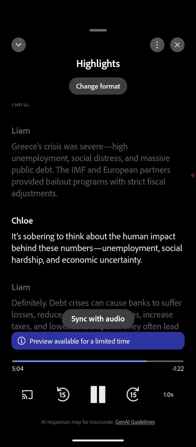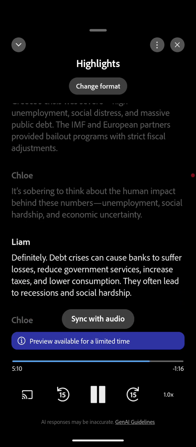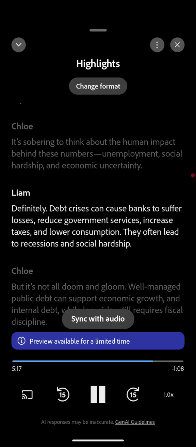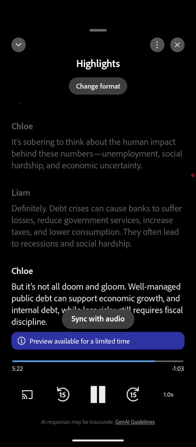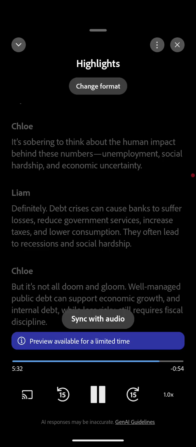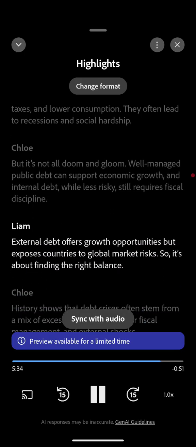It's sobering to think about the human impact behind these numbers: unemployment, social hardship, and economic uncertainty. Definitely. Debt crises can cause banks to suffer losses, reduce government services, increase taxes, and lower consumption. They often lead to recessions and social hardship. But it's not all doom and gloom. Well-managed public debt can support economic growth, and internal debt, while less risky, still requires fiscal discipline. External debt offers growth opportunities, but exposes countries to global market risks. So it's about finding the right balance.